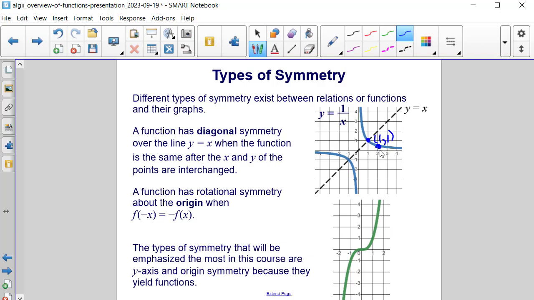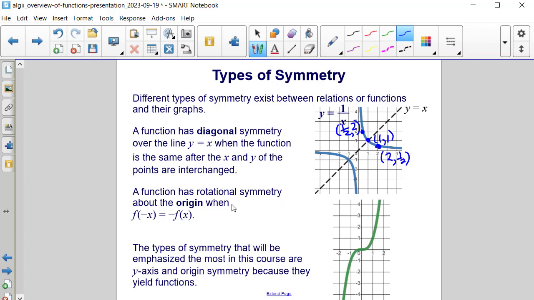This point right here is 2, 1/2. And if you switch those around, you get this point, 1/2, 2. And the same holds true in quadrant 3, or with the negative values.